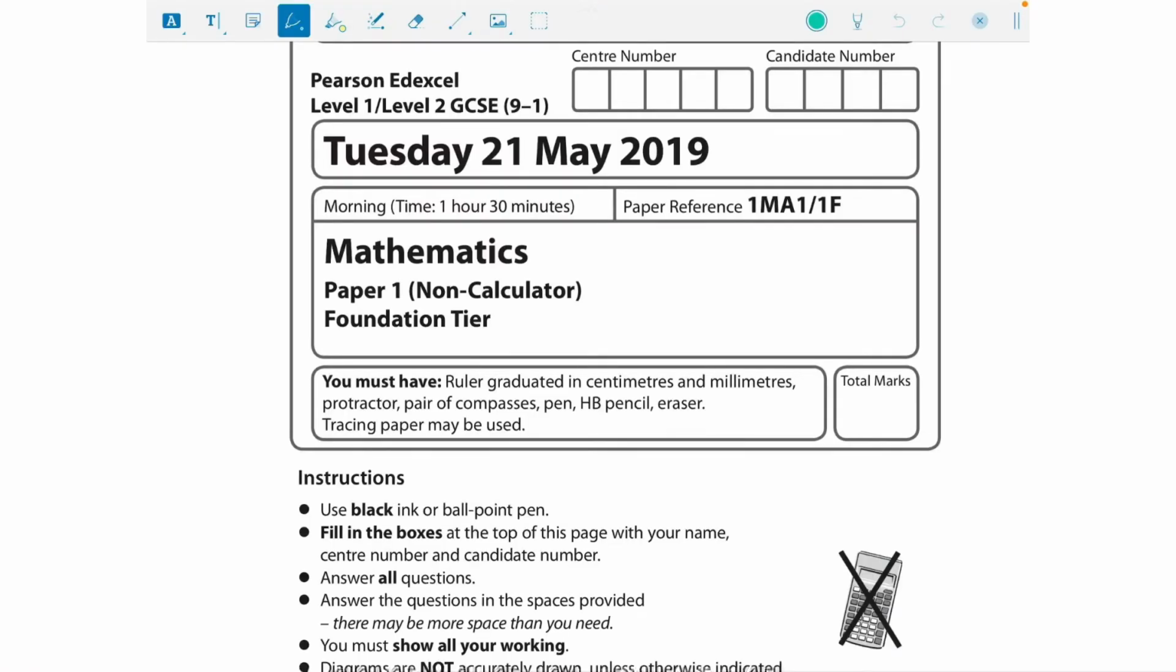So this is the May 2019 non-calculator paper for the foundation tier. So this is up to a grade 5. If you're doing foundation, have a go at the paper, watch along and see if you can get the questions correct. Pause it, have a go, and then watch or do it along with me.